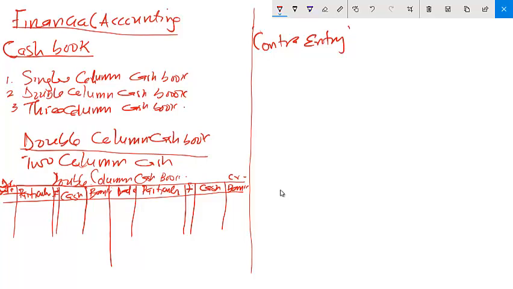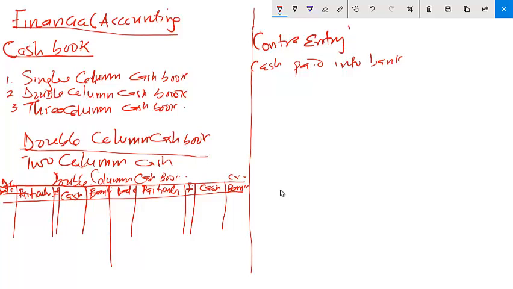So, let me give you an instance for this. If we have, for example, cash paid into bank. Say I have excess money in my cash till, and that money is not really needed at that moment in time. So such money can be taken into the bank, which means the money is no more in cash, but is in the bank. Now, this type of transaction will be treated as a contra entry in the double column cash book.